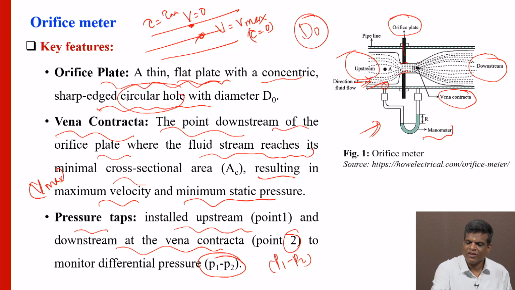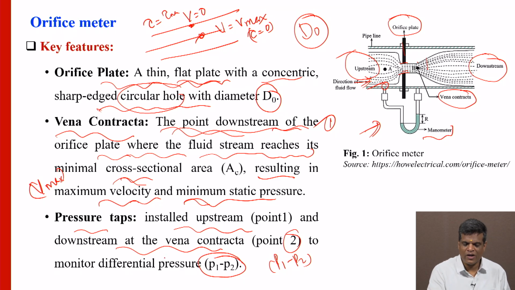So the pressure difference is P1 minus P2. Once again, first is the orifice plate, with a very small diameter DO. Then the vena contracta is the point downstream of the orifice plate where the stream reaches a minimum cross-sectional area, but maximum velocity and minimum static pressure. The pressure taps are installed at two places: point 1, and the downstream side, P2. The pressure difference is P1 minus P2.